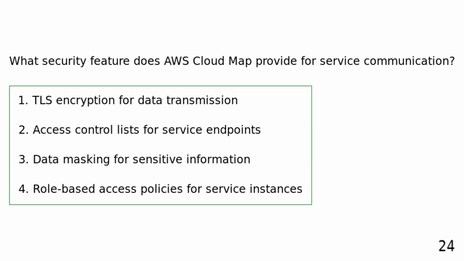What security feature does AWS Cloud Map provide for service communication? TLS encryption for data transmission. Access control lists for service endpoints. Data masking for sensitive information. Role-based access policies for service instances.